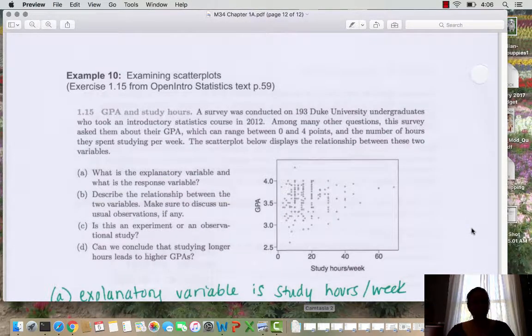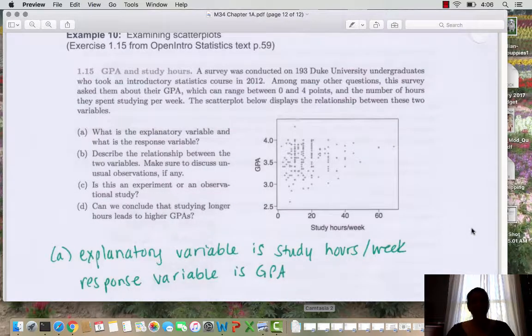Example 10, we're looking at the scatter plot here. This scatter plot comes from a survey of 193 Duke University undergraduate students. This is also an exercise in our textbook, page 59. You'll see in our activity packet, I've put in some of our textbook exercises. In your group work and homework, sometimes you'll be working textbook exercises also. In those cases, I've pasted them into the packet here, so you don't have to go look them up in the textbook.